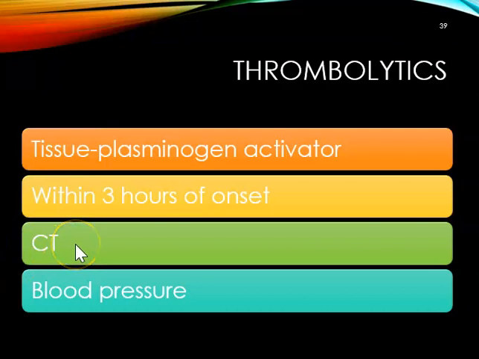CT, that's going to rule out a bleed. We can't give a thrombolytic if there's a hemorrhagic stroke occurring. And then blood pressure. Blood pressure less than 185 over 110. So that's what we're shooting for with their blood pressure. If it's higher than that, we're going to be giving some nitro paste, so nitroglycerin paste, or labetalol IV.